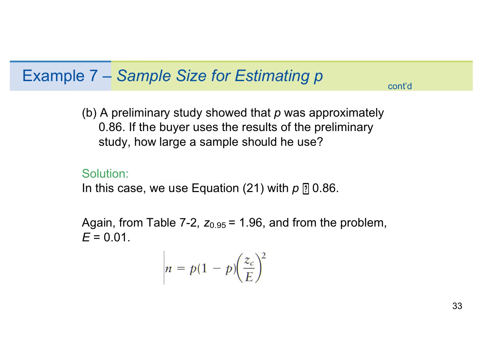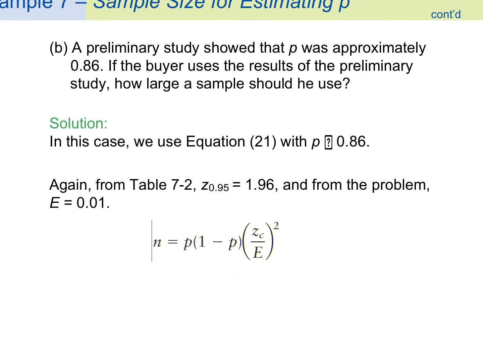Look, same work. But now, a preliminary study shows that P was approximately 0.86. So somewhere down the road, somebody did a study, and the owner of this corn says, you know what, 86% of my kernels pop. So now they've given us a number. So if you are doing a study, you want to find out how many kernels to choose. Notice, everybody, it's given to us. So there's our P. That's our Q.